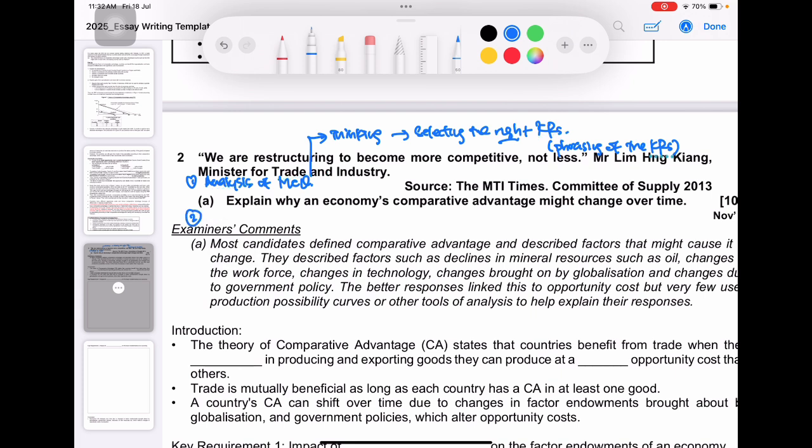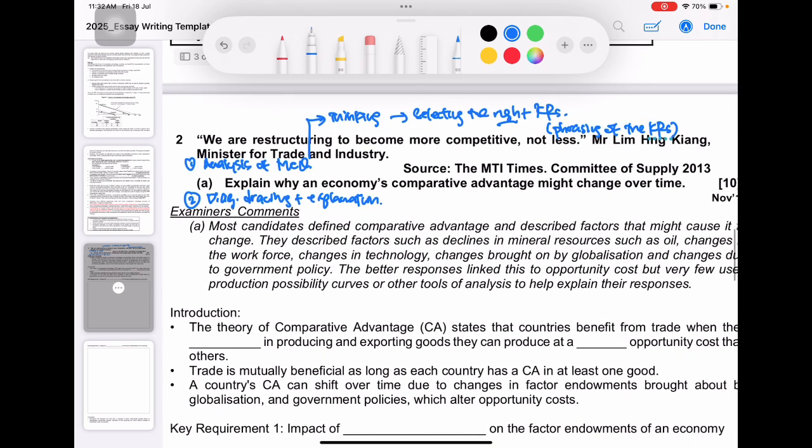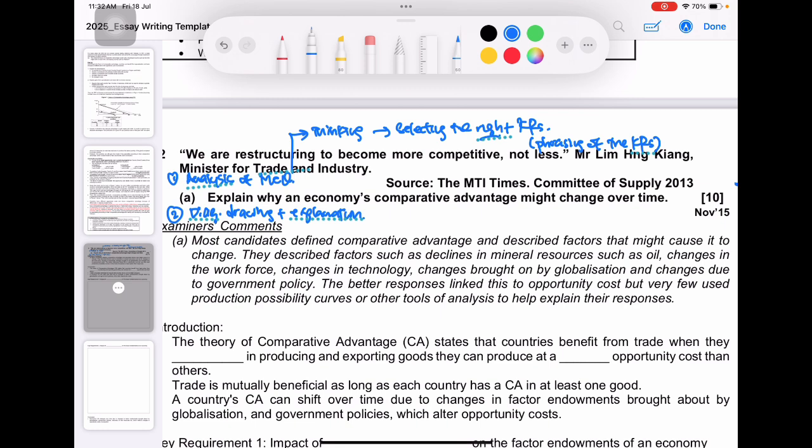Point number 2 over here is actually the diagram drawing plus explanation, because the suggested answer actually didn't give you the explanation. Okay, so let us just look at the question here.